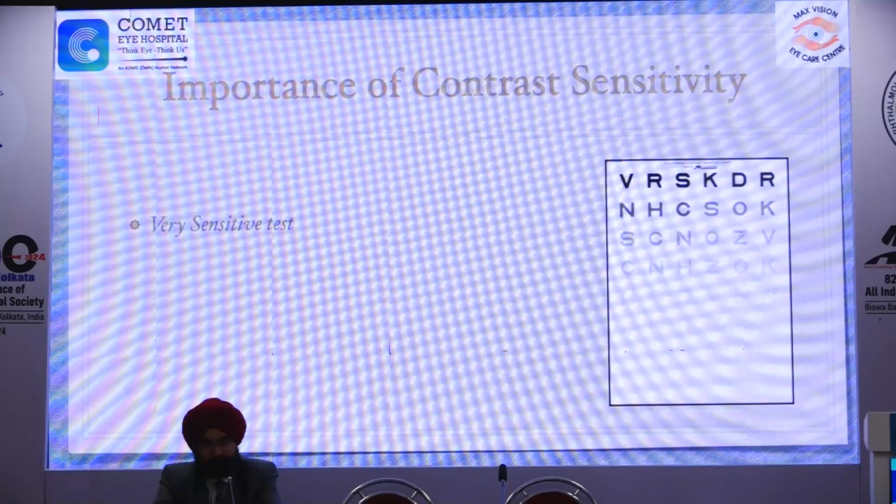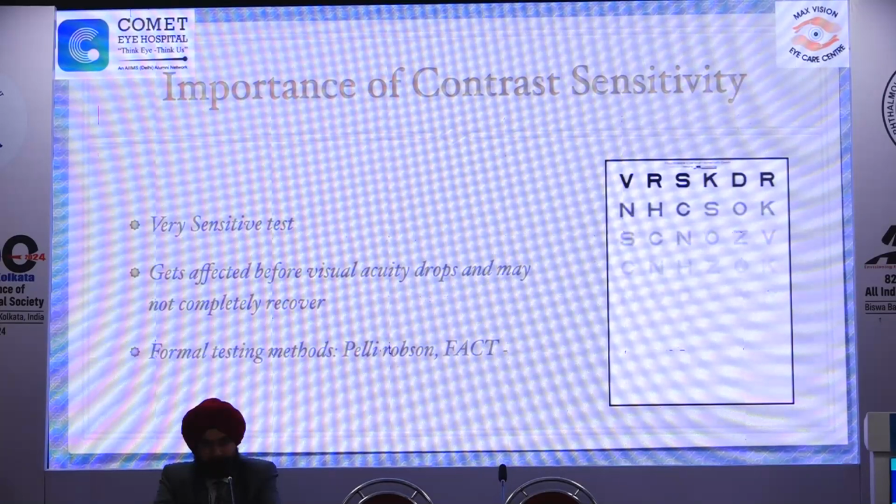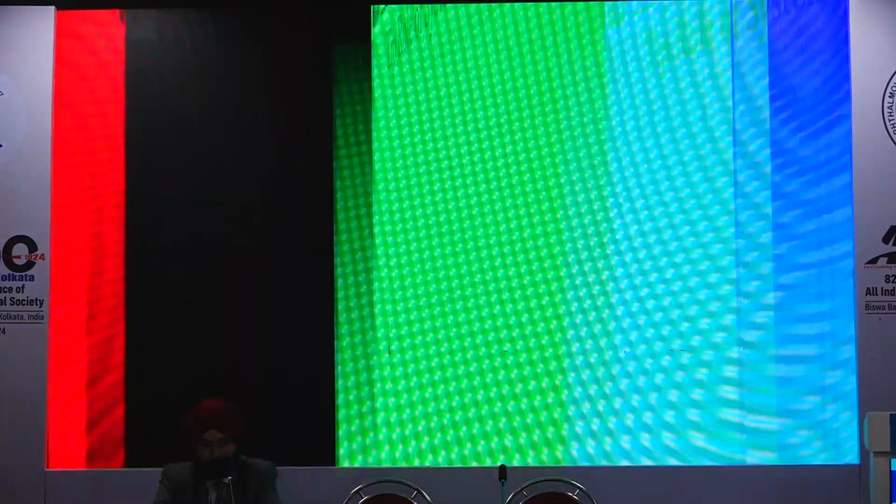Contrast sensitivity is a very sensitive tool. It may sometimes be affected before the visual acuity, especially in optic neuritis, and it should be done in these patients. A formal contrast sensitivity measurement is usually available in most of the electronic visual acuity testing meters, so we can always do it on them.